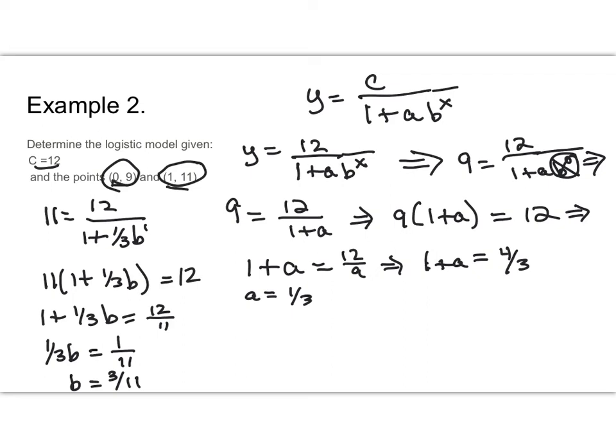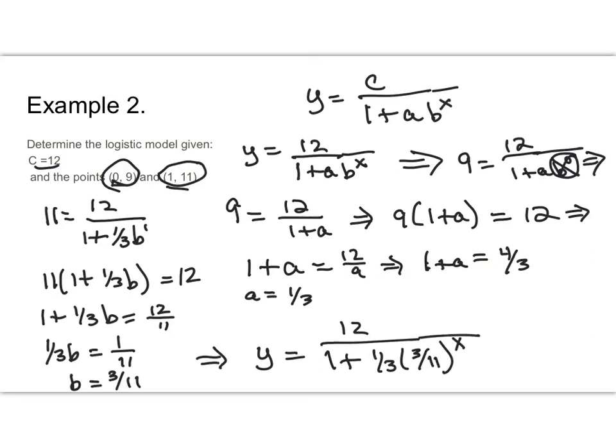So my model here, and if you use decimals, that's fine, just make sure they're equivalent. So the model I end up with is y equals 12 over 1 plus 1/3 times 3 over 11 to the x. That's the model for that one. One more example, and then I'm going to send you off to do your work.